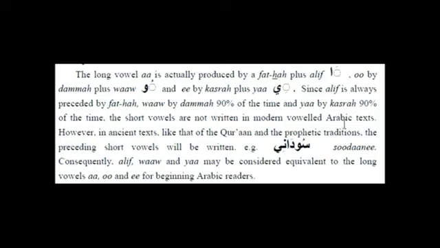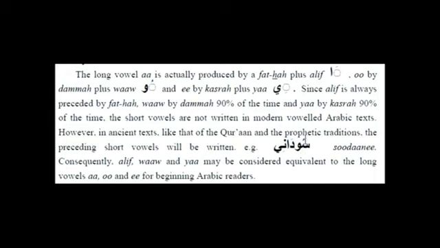In the ancient texts like the Quran and the prophetic traditions, the preceding short vowels will be written. So this is why we're learning them. So here you can see the word Sudani. So see here, the sin with the short vowel U or the Dhamma, and then followed by the Waw.